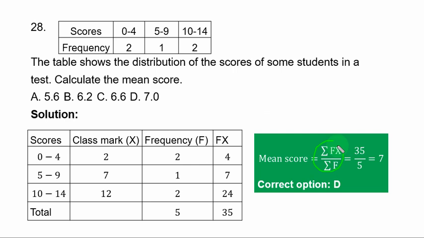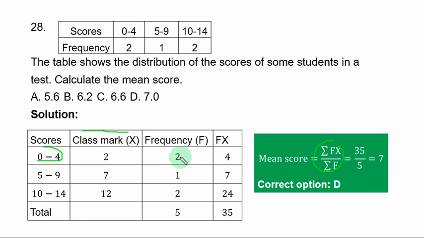We cannot get x directly, but we get x from the scores in the interval by using the class mark or midpoint. For the class mark, you add the lower and upper limit and divide by 2. 0 plus 4 is 4, divide by 2, you get 2. 5 plus 9, 14, divide by 2, you have 7. 10 plus 14, 24, divide by 2, you have 12. So this is how we get x from grouped data.